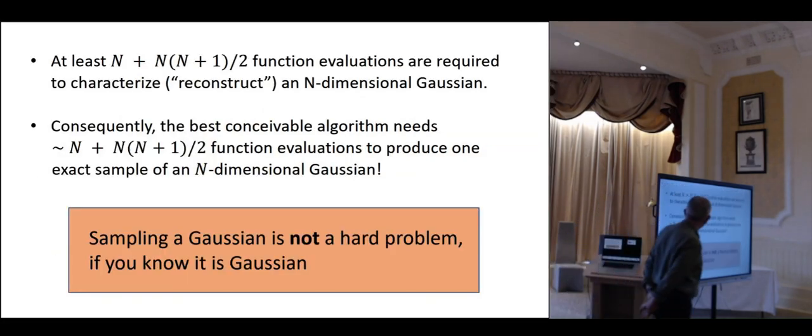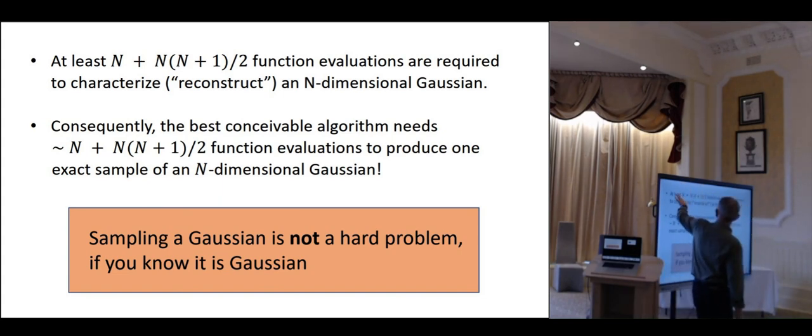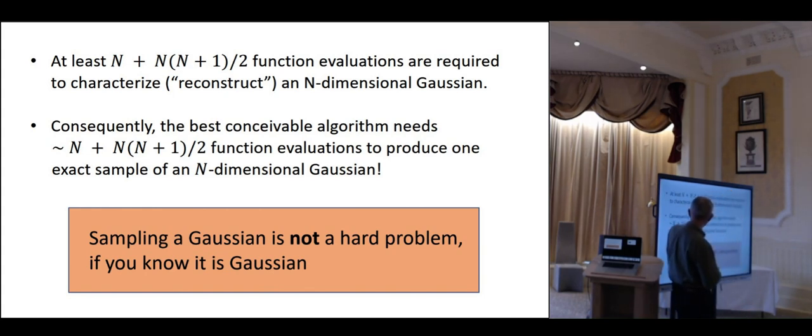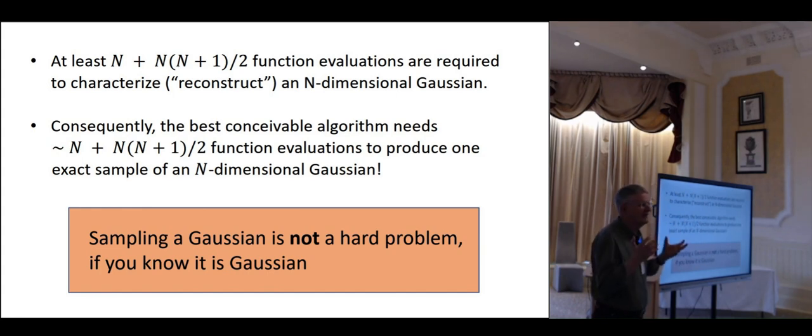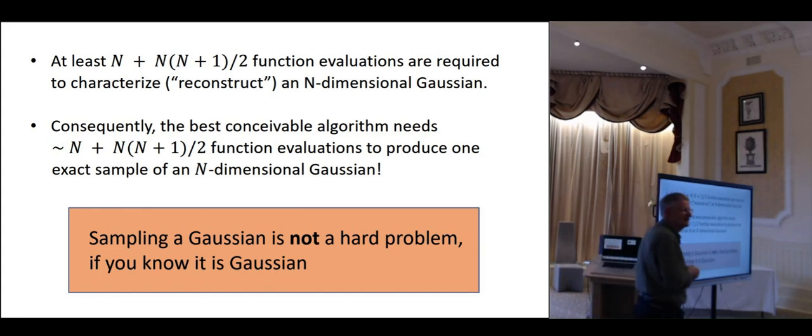So here's the first conclusion. You need n plus n times n plus 1 over 2 function evaluations to completely characterize a Gaussian, if you know it's a Gaussian, in n dimensions. This means also, here comes the science fiction into play, consequently, the best conceivable algorithm needs that many function evaluations to produce an exact sample from the n-dimensional Gaussian. You can easily make that algorithm. Actually, in that case, it's not difficult to do.